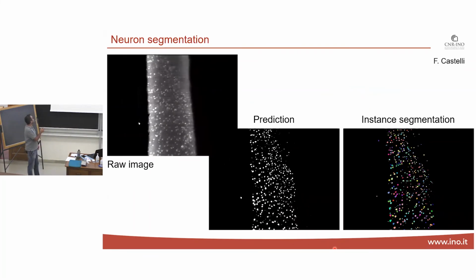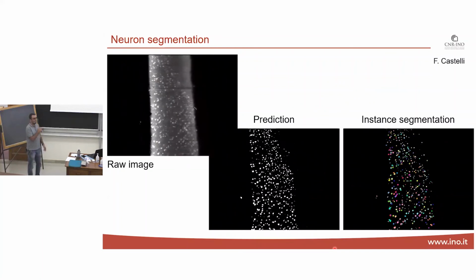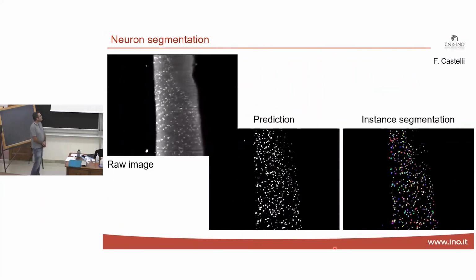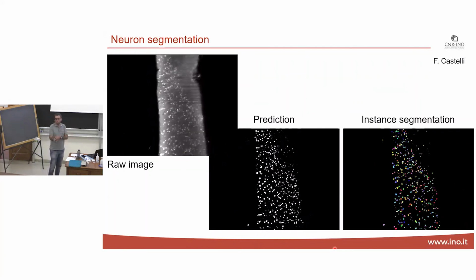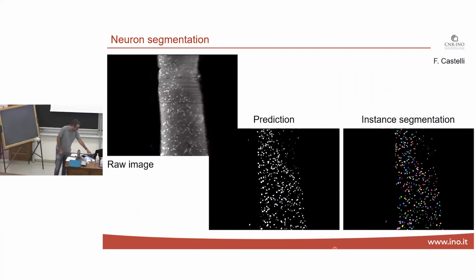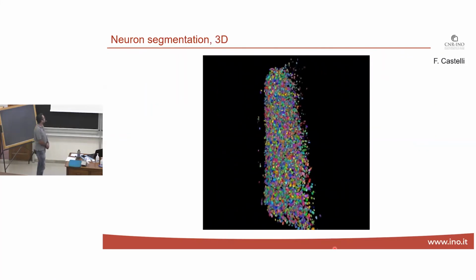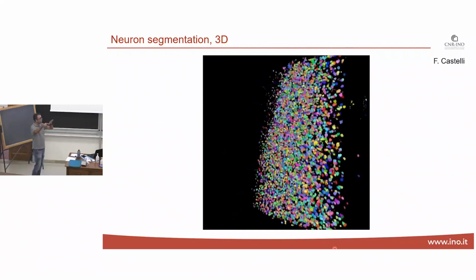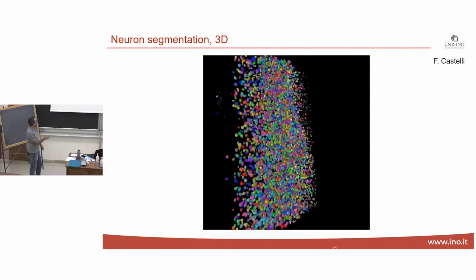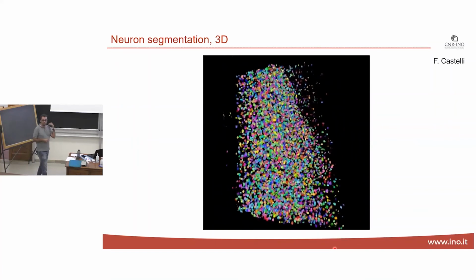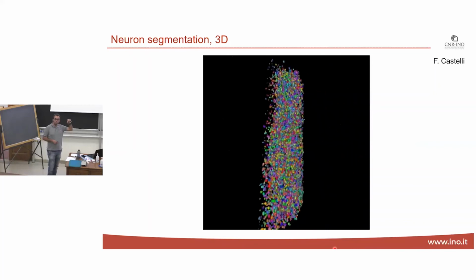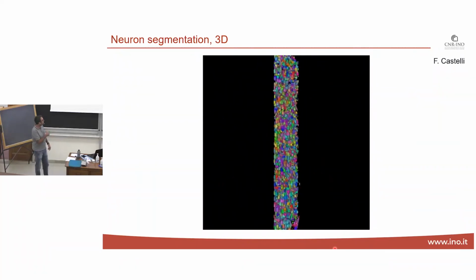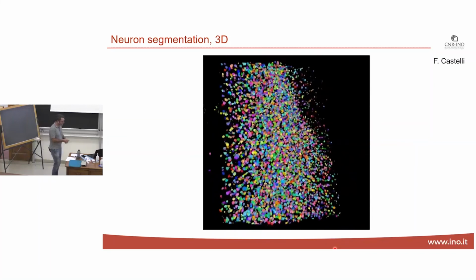This is the raw image as it comes out of the microscope. This is the prediction done by the network, and then finally we do instance segmentation to distinguish a neuron from the nearby neuron. And you can see it here as well in 3 dimensions. You see that the shape of the sample is like a trapezoid, or I don't know how to say it. That's because it has been processed to go from the objective reference frame to the sample reference frame. It's the transformation that I was showing you a few moments ago. So you see, it's like this.